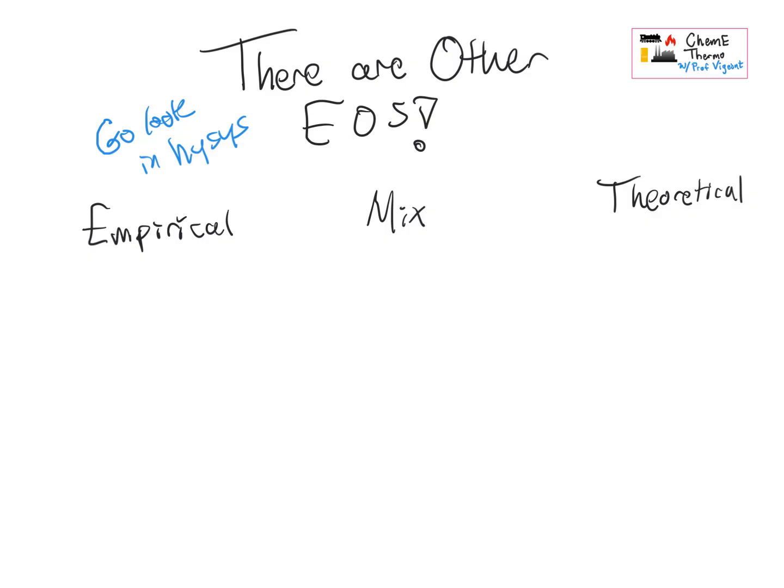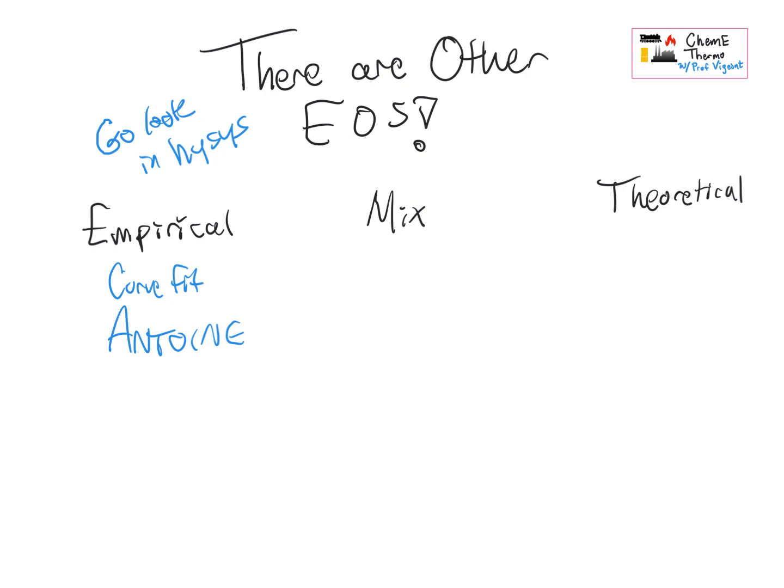Empirical just means it's a curve fit. It's only based on data. And that means they're only good for what they're good for, but they're really good for that. Like the Antoine equation of state relates a T-sat to a P-sat. It's really good at that. It does zero other things. It can't tell you enthalpy. It can't tell you free energy. That's it.